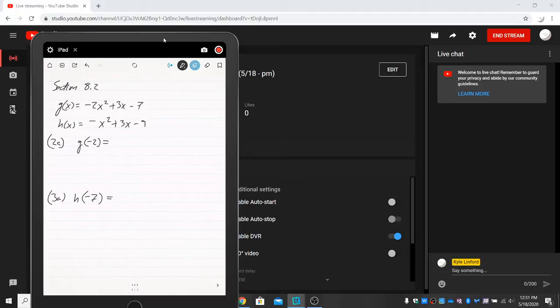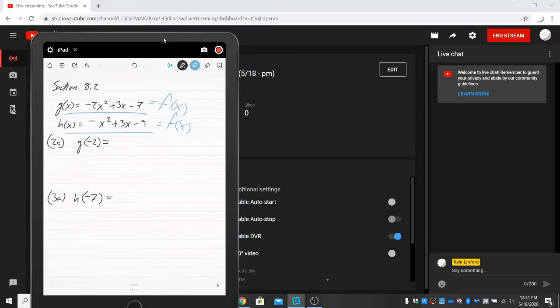Let's go ahead and start with section 8.2. You'll notice I give you two functions here, function g and function h. Remember, we give functions names because we want to know what function we are talking about. If I labeled both of these functions as f, like f of x, and I said, take the function f of x, you'd say, which one? They're both f of x.